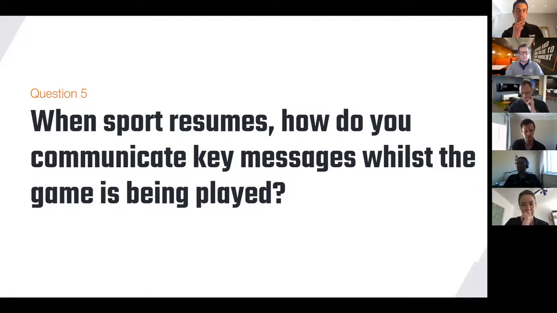How has that advanced over the last couple of years, from the coaches that you worked with or now work with and the analysts that you work with? How's that kind of evolved in terms of ensuring those messages get across?